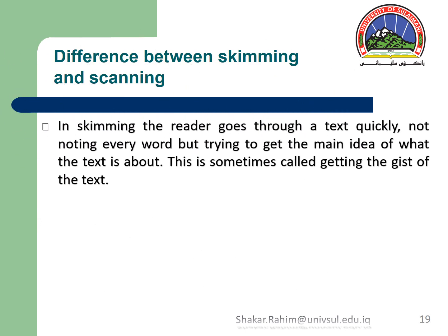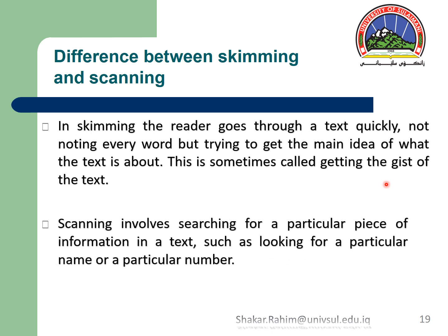Differences between skimming and scanning. In skimming, the reader goes through the text quickly, not noticing every word. Until this part, they are the same. You are going through a text quickly, but from here the difference starts. In skimming you try to get the main idea, not the specific information, and what the text is about. Sometimes it's called getting the gist. But scanning involves searching for a particular piece of information, looking for a particular name or a particular number.